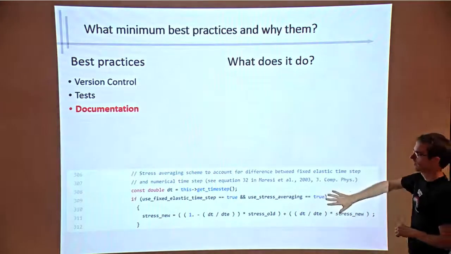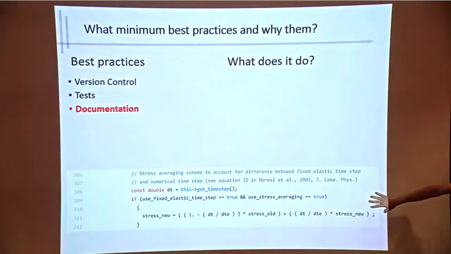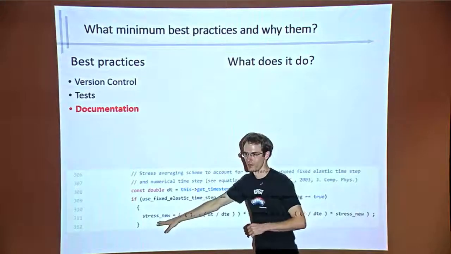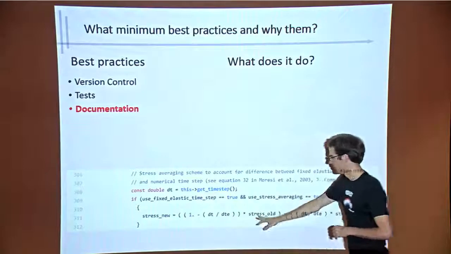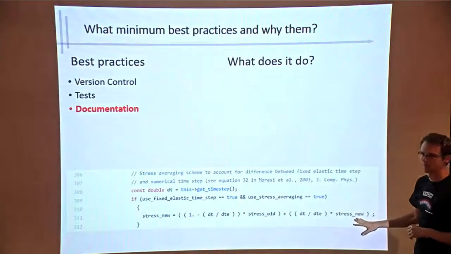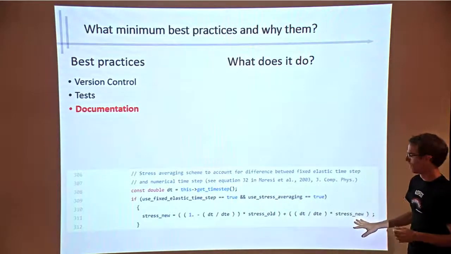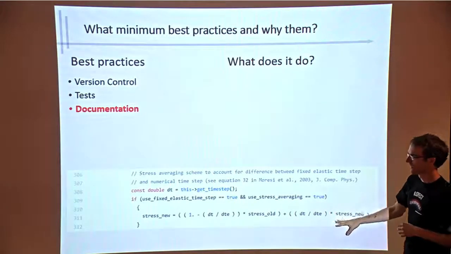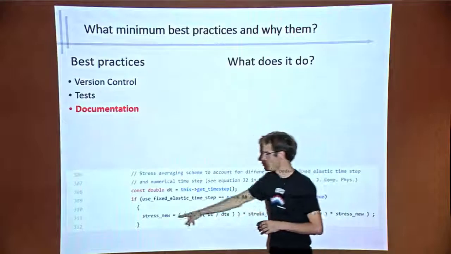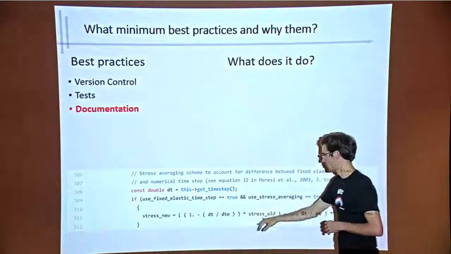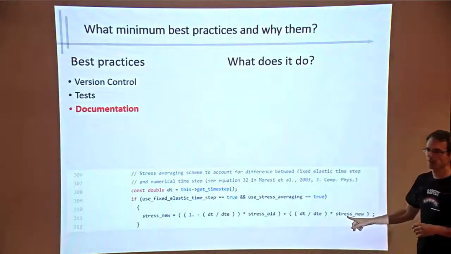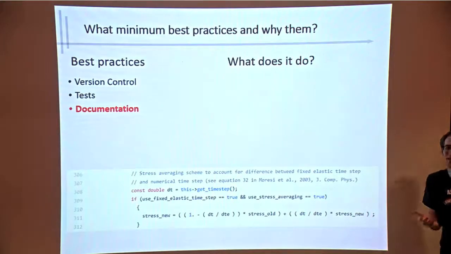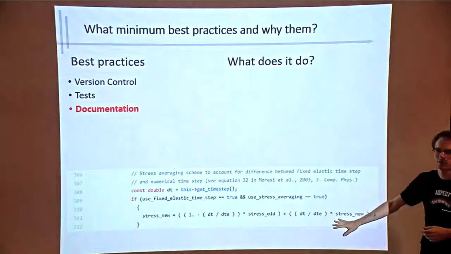So let's consider this example out of the ASPECT source code. Something is happening down here. We compute some new stress based on some old stress and another new stress. If the person who wrote this code had written something like "compute the new stress as a weighted average of the old stress and the new stress," that wouldn't help you much. This comment wouldn't help you in any way, because you can read this code and you see what is happening.